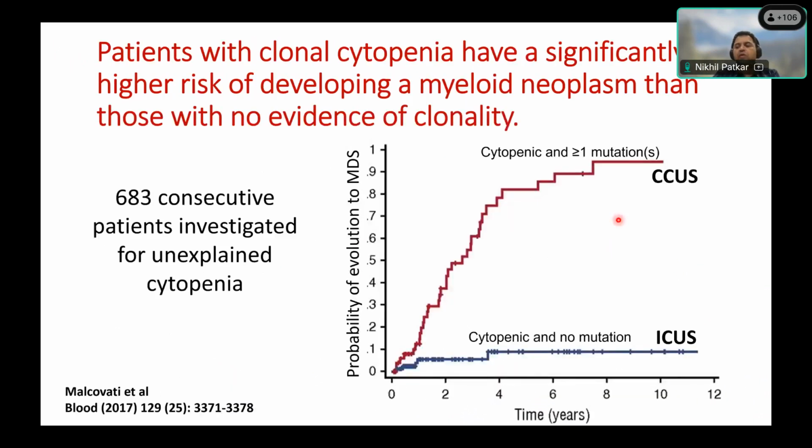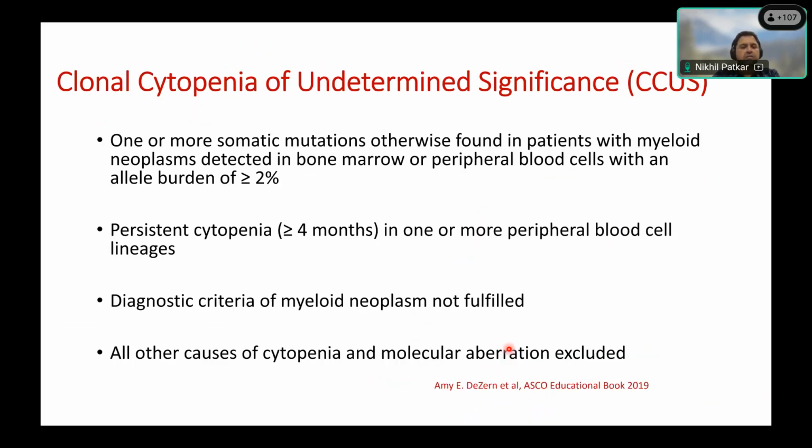It is important to know of this, and NGS is a very important diagnostic entity in cytopenia, because patients with clonal cytopenia have a significantly higher risk for development of a myeloid neoplasm than those without any evidence of clonality. So this is data from a large number of patients with cytopenia, which shows that if the patients are cytopenic and have more than one mutation, they have a high risk of transformation to CCUS as compared to patients who are cytopenic and don't have a mutation.